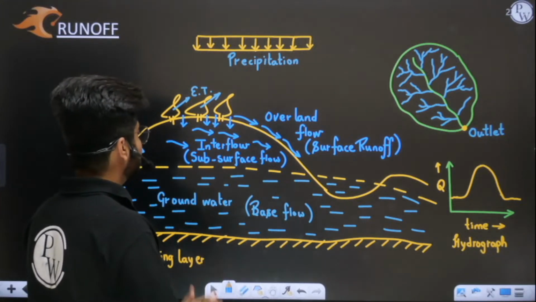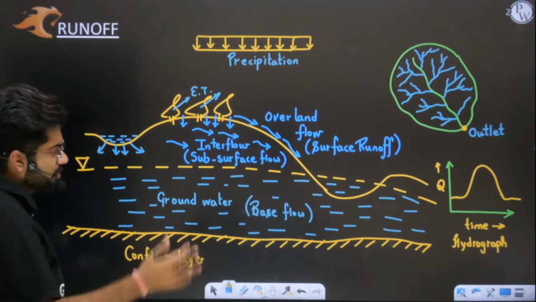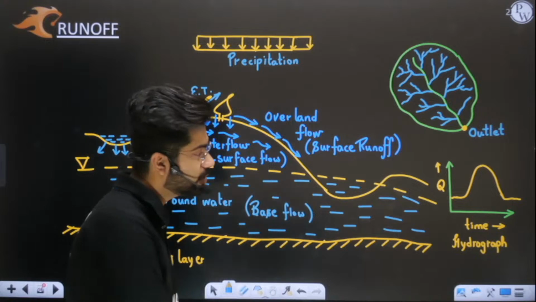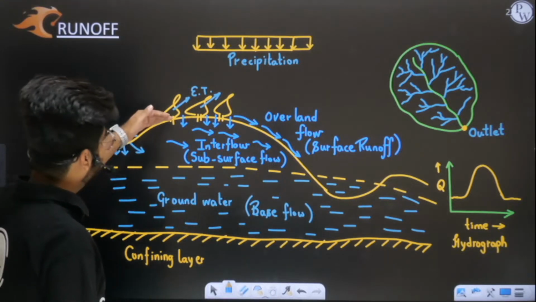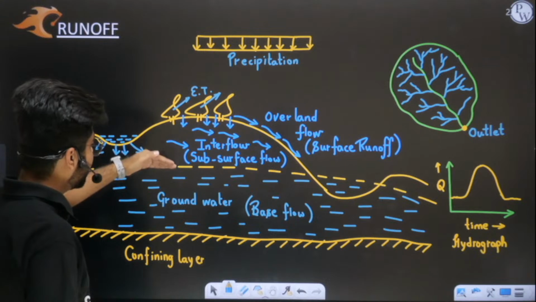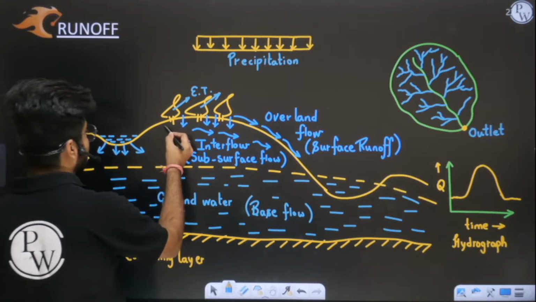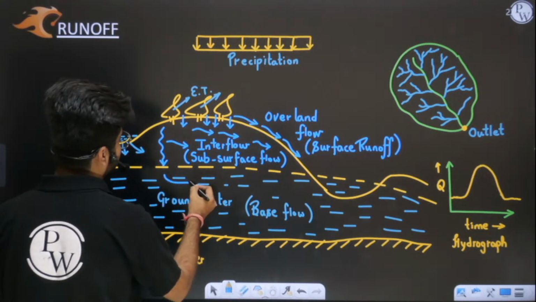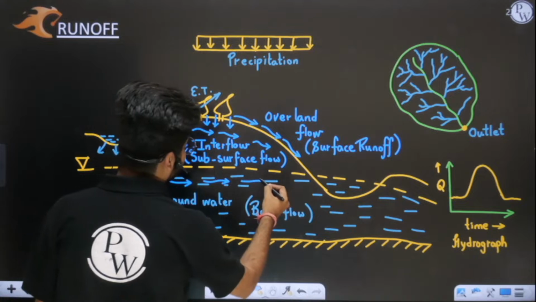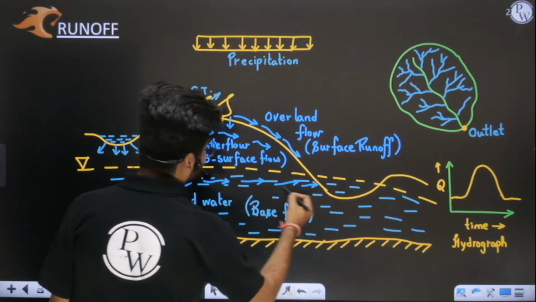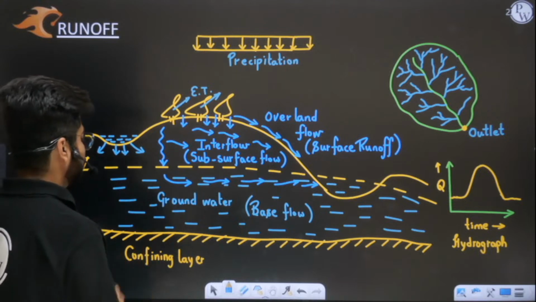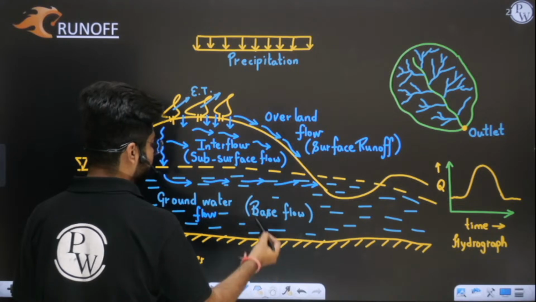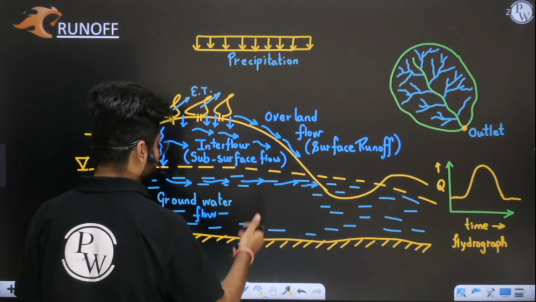Understood, sir? Now you need to understand, after a long time, after hours, let us say after 10 hours, 20 hours, 48 hours, 72 hours, 3 days, 4 days, 5 days, this water will slowly and steadily percolate and join your groundwater table. Some water will percolate deep down, and then it will start flowing towards your river. This is your groundwater flow, also known as base flow. This I have already written here.